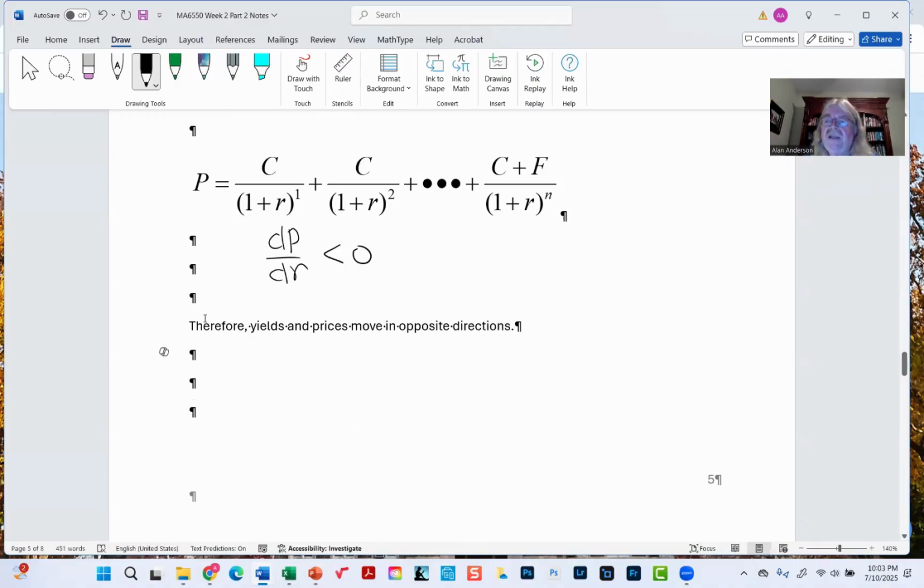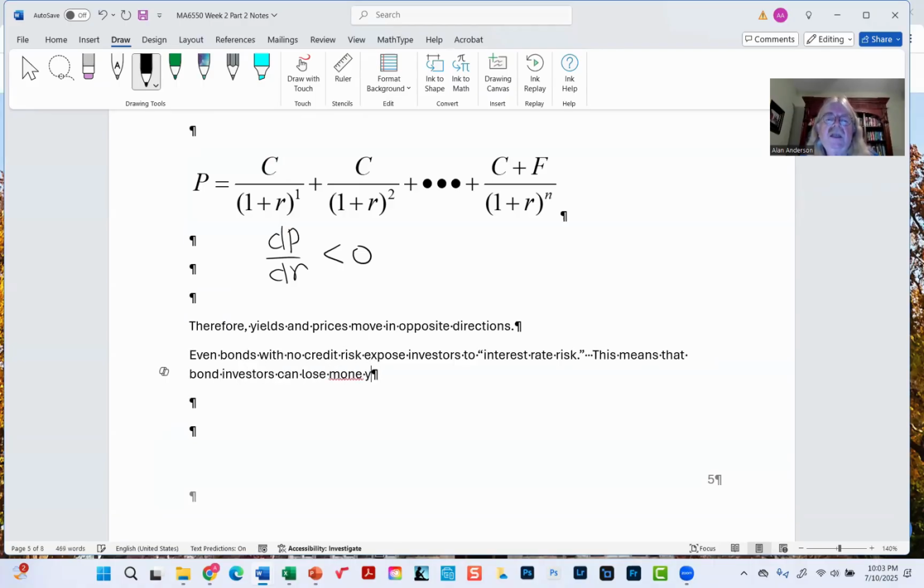Okay, so that being the case, even bonds with no credit risk, like treasury securities, expose investors to what we call interest rate risk. And all that means is that if you own a bond, investors can lose money if interest rates rise. Okay, now what's interesting here is that each bond's sensitivity to interest rate changes is different.